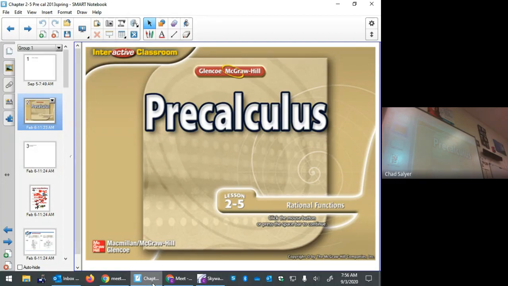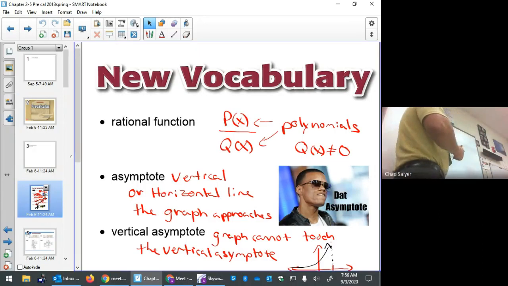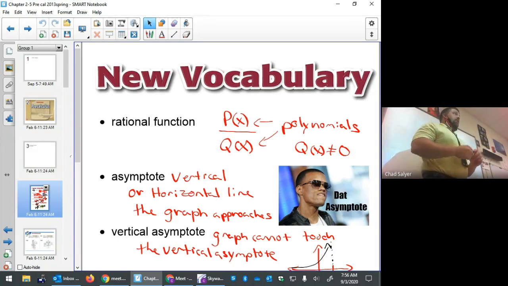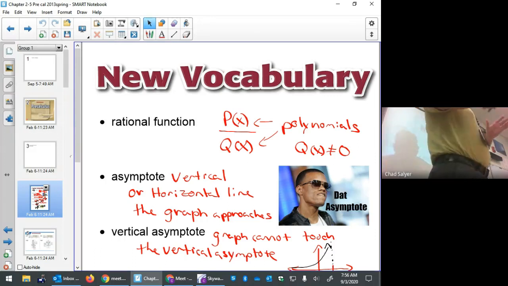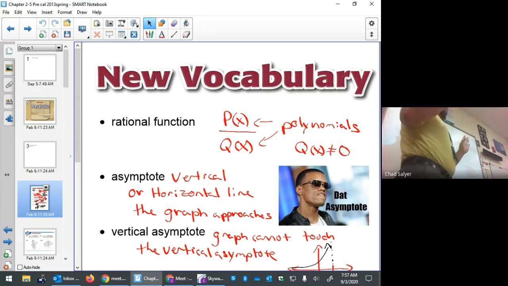So, some p of x over some q of x, where both p of x and q of x are polynomials. And one constraint is q of x must never, of course, equal 0. So whatever x values are zeros of the denominator are excluded from the domain of the rational function. I think that should be pretty obvious.